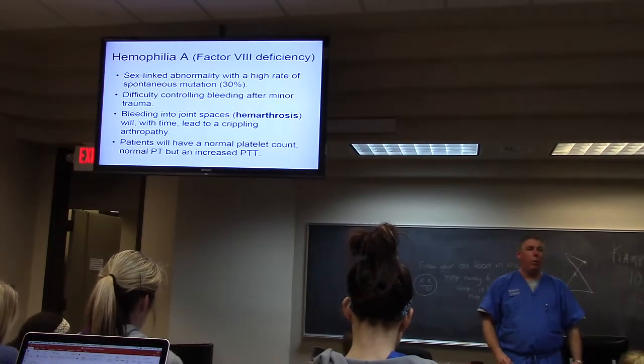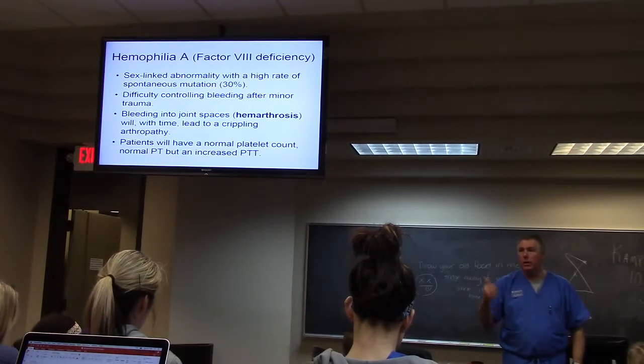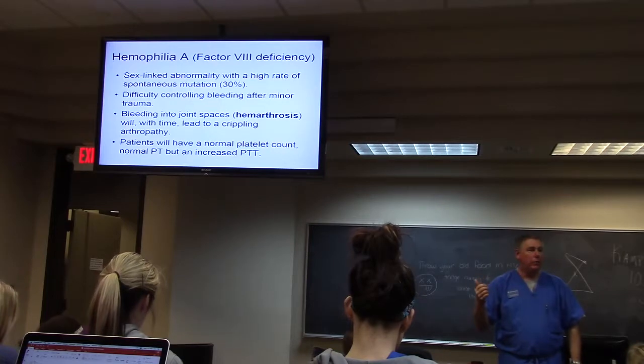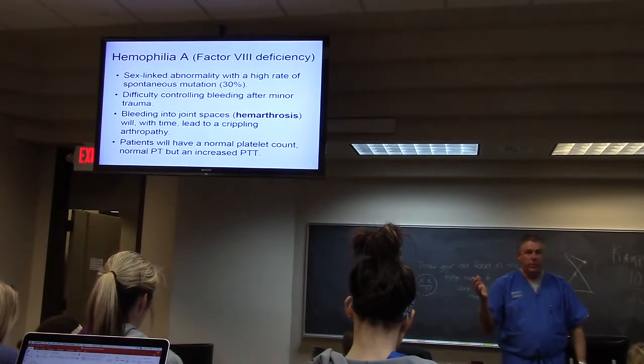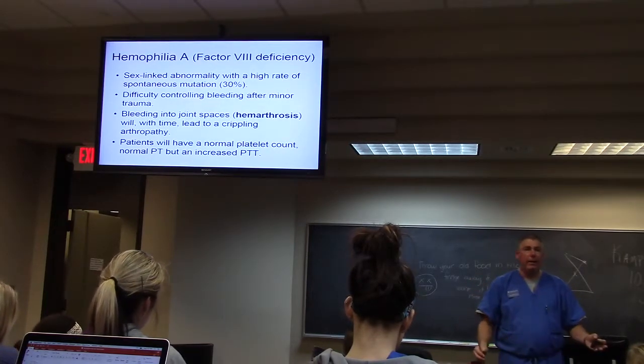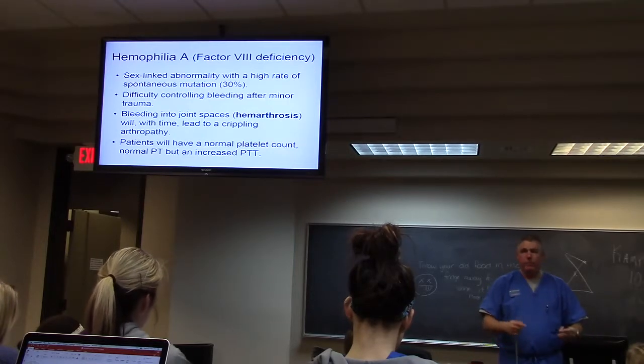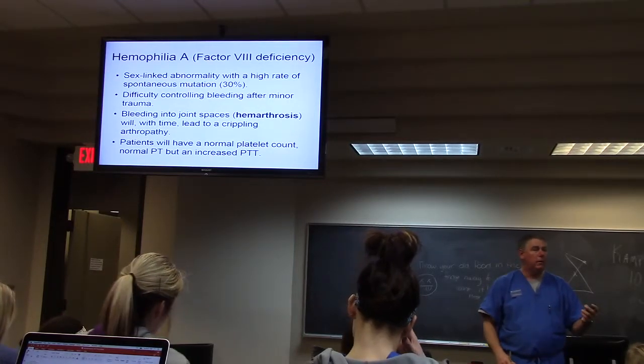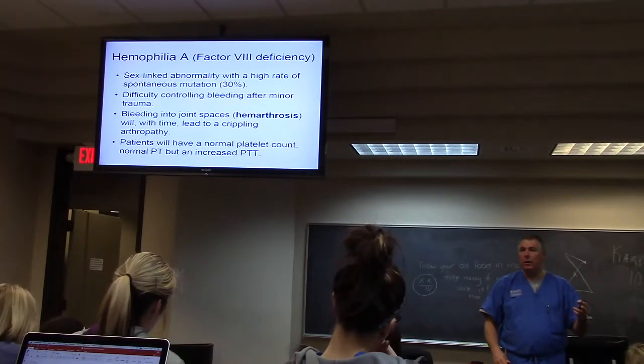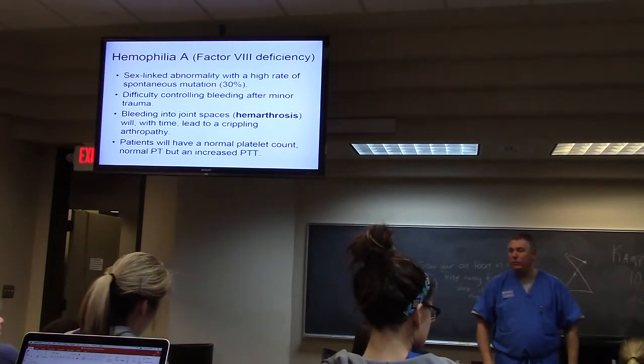Interesting, with the whole Queen Victoria story, she was the one that introduced this mutation into the bloodline, and she essentially introduced hemophilia A into the monarchies of Spain, Russia, and the UK. It was kind of an interesting story.